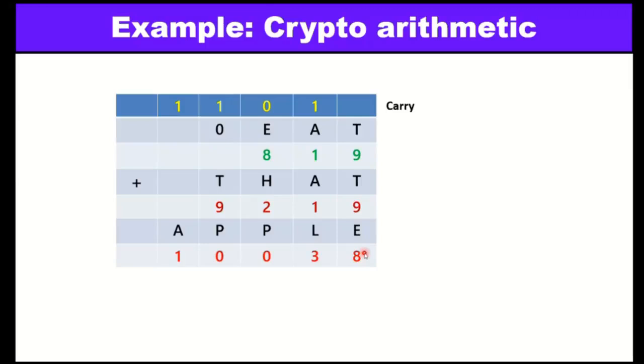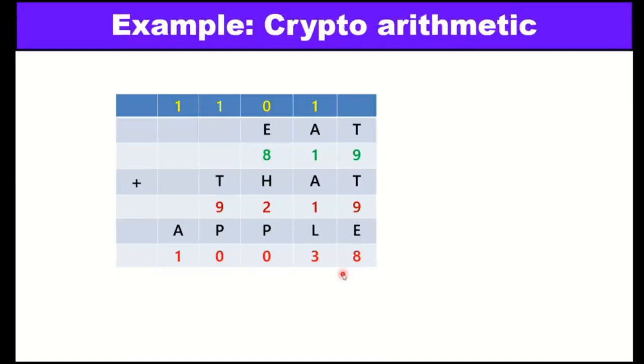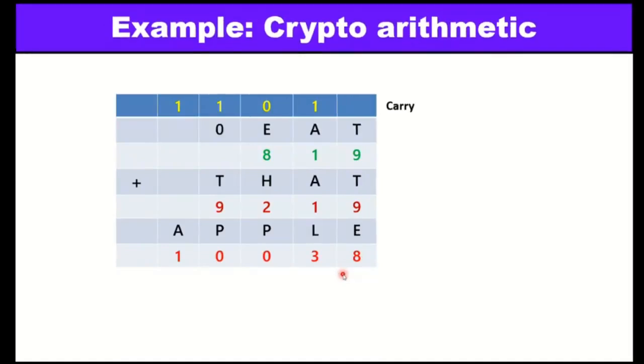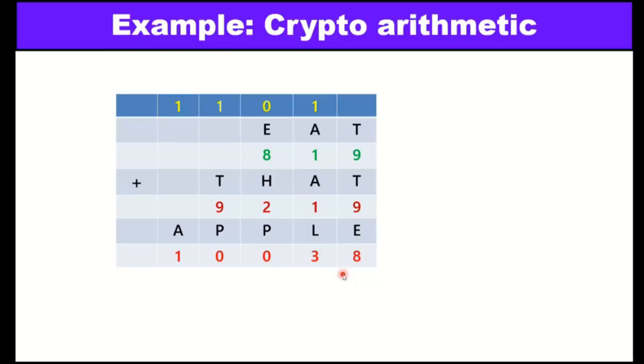Now the question is, what if I had selected T as 8? Then this may not satisfy. So I have to backtrack again and change the value. And I have to perform all this operation till this equation is satisfied. So this is my final solution.